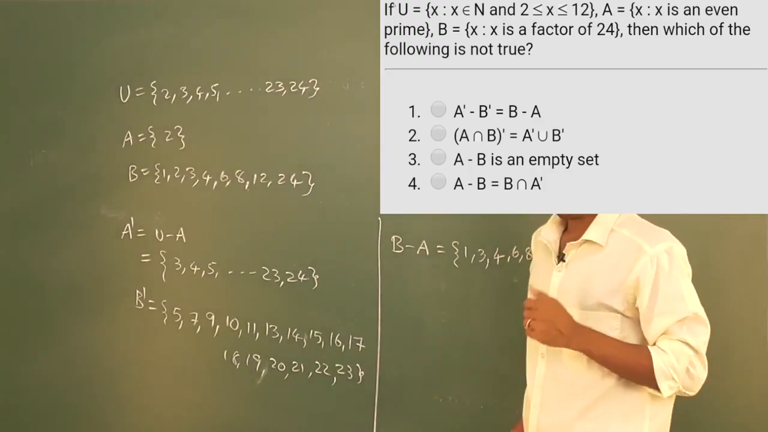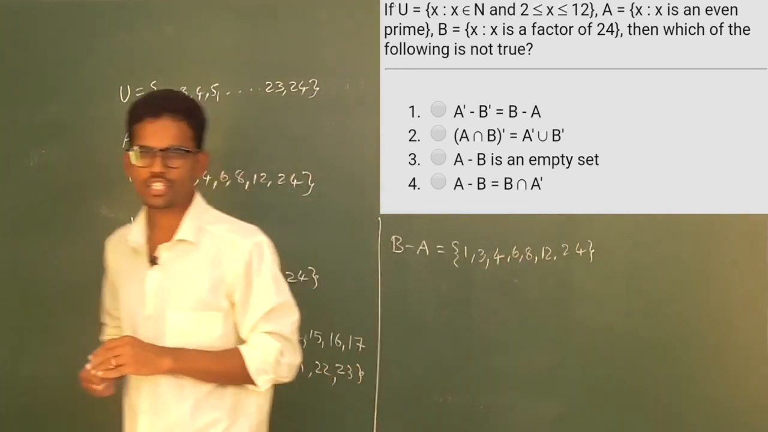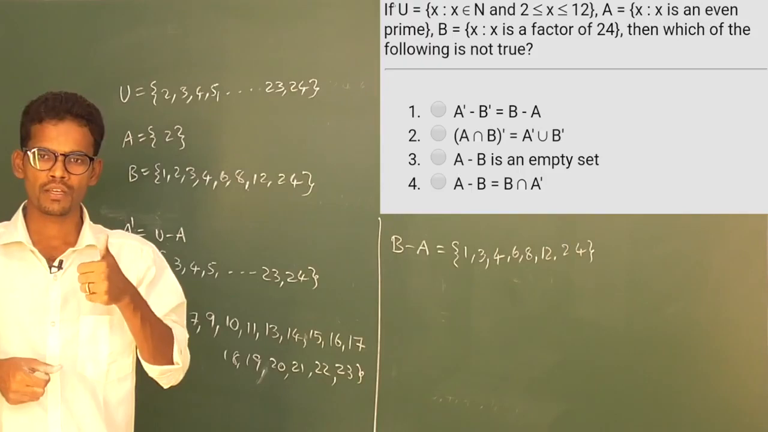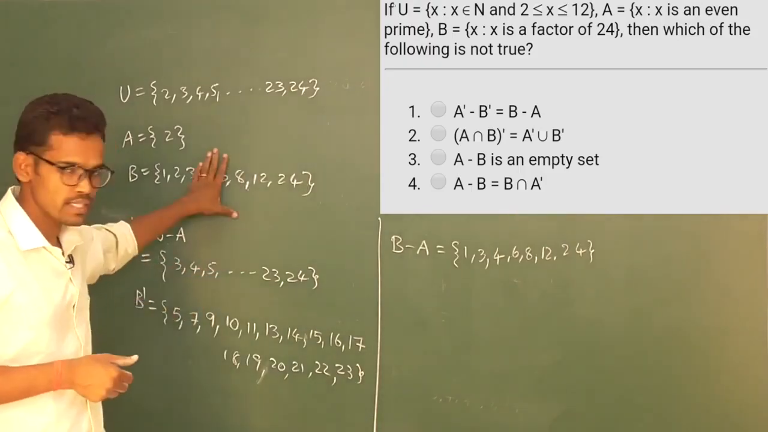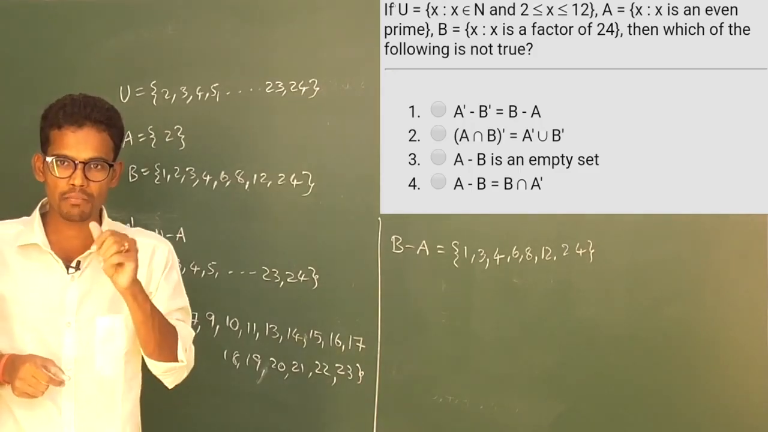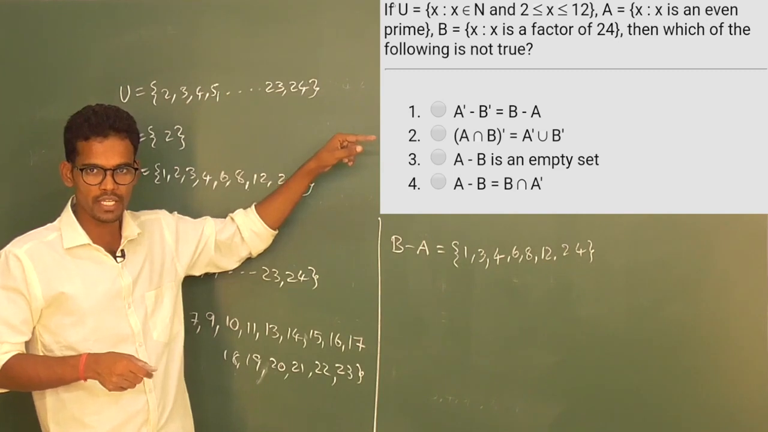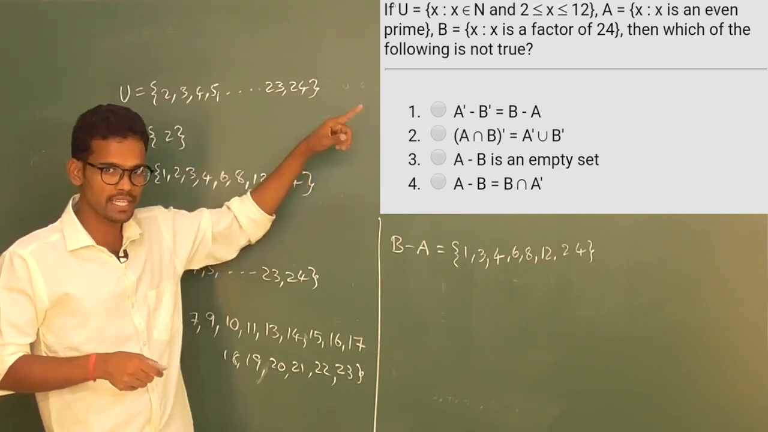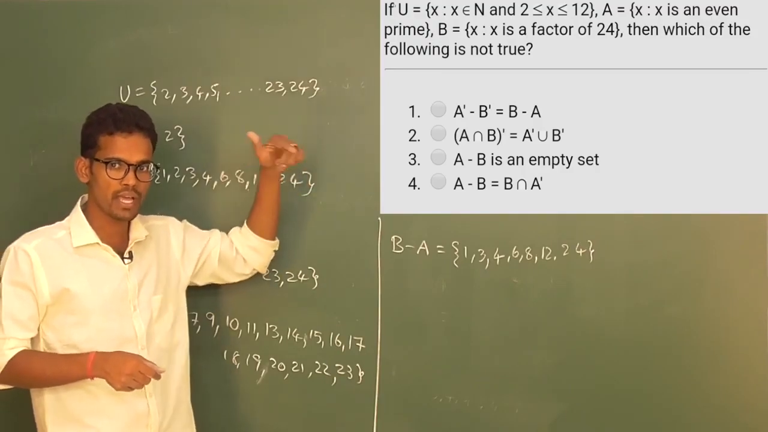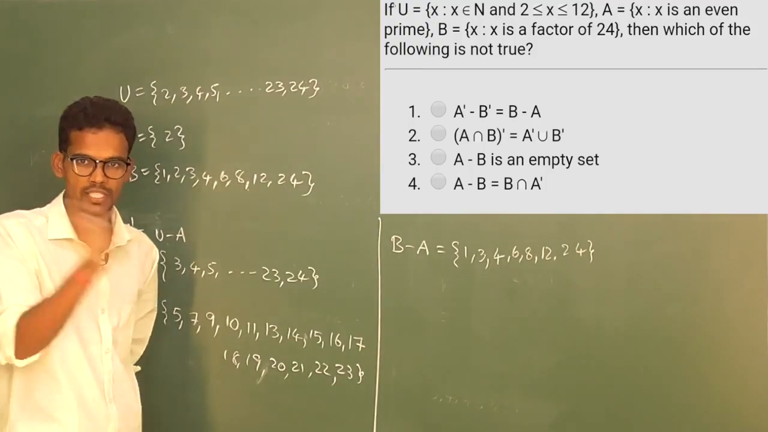Then similarly, next one, second: A intersection B whole dash is equal to A dash union B dash. It is absolutely true. Without calculation I can tell. Sir, how, sir? As I told you, the shortcut form. A intersection B, if I take that whole dash, the dash comes inside, then A dash, intersection becomes union, and B dash. So obviously the second is going to be correct. That means the option should not be the second.